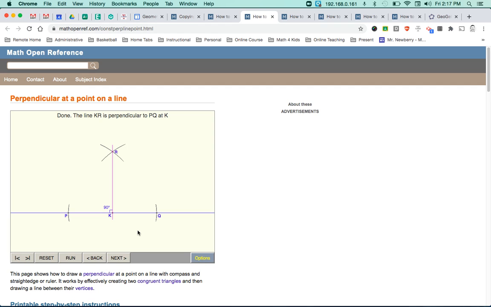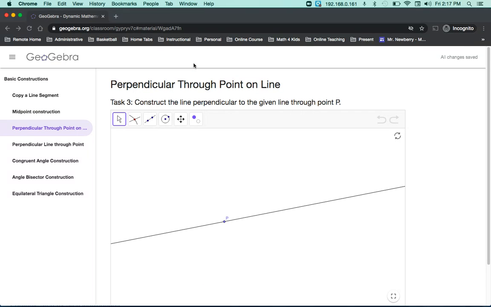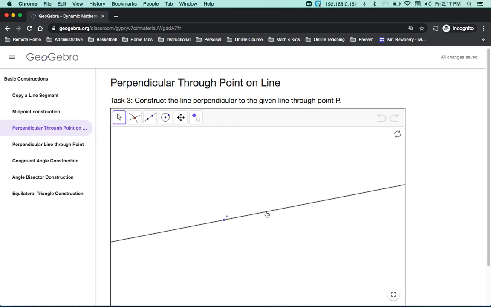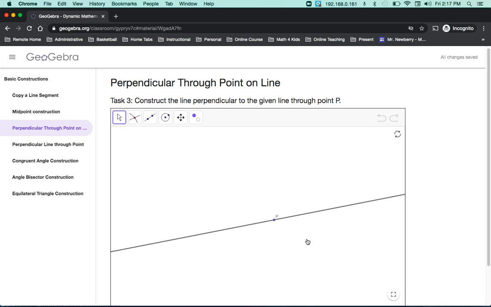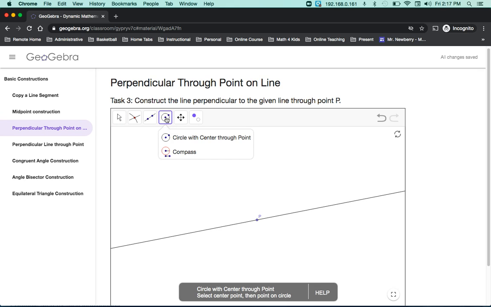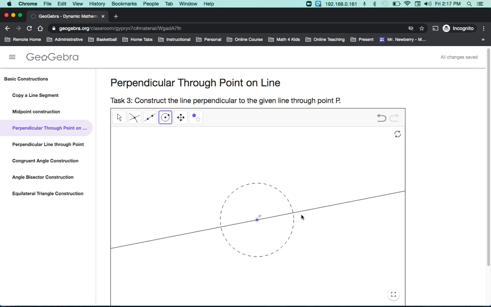All right? Let's see how we do this in GeoGebra. So in this case, we're given a line, and we are given point P. Okay, point P is the one we want to go through. We want a perpendicular that goes through point P. So the first thing I'm going to do, I'm going to go with just a straight circle because all I want is a circle with P at the center.